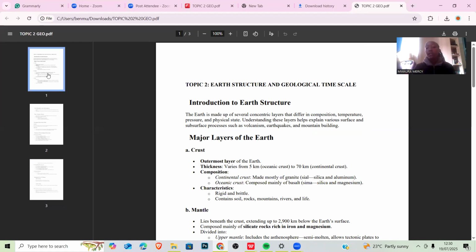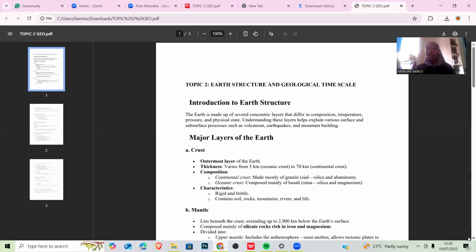So the Earth is made up of several concrete layers that differ in composition, temperature, pressure, and physical state. Understanding these layers helps us explain various surface and subsurface processes such as volcanism, earthquakes, and mountain building. So we go to the major layers of the Earth.